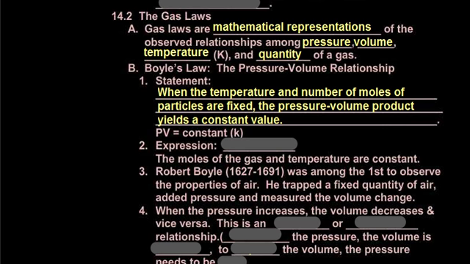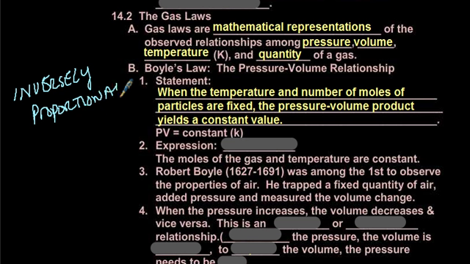Now, this is a particular kind of relationship. This is called an inverse. It's an inversely proportional relationship. And that means that as the pressure increases, the volume will decrease because anytime you multiply those two numbers, they're going to equal some constant value for a pressure.